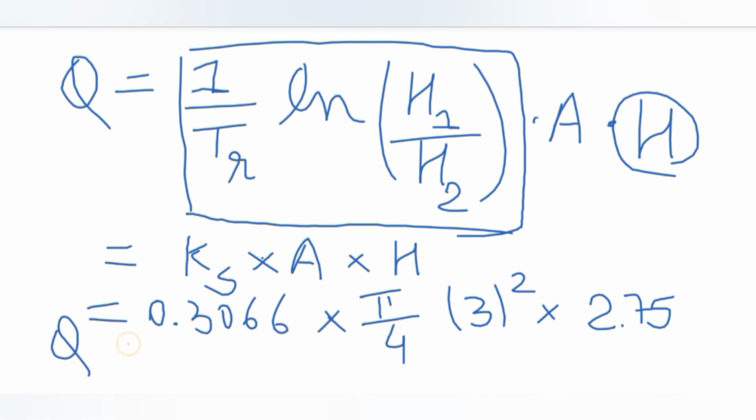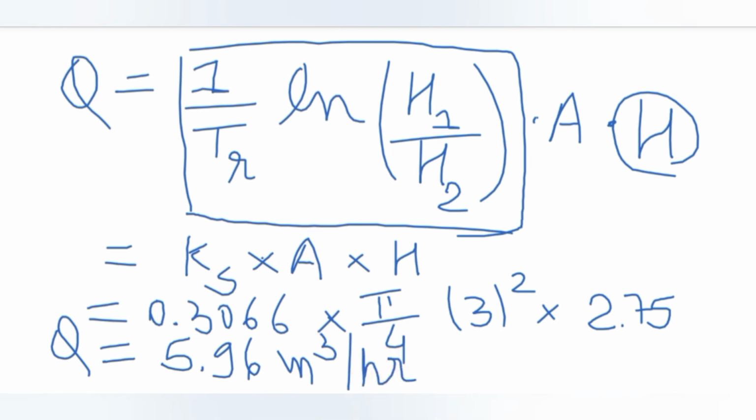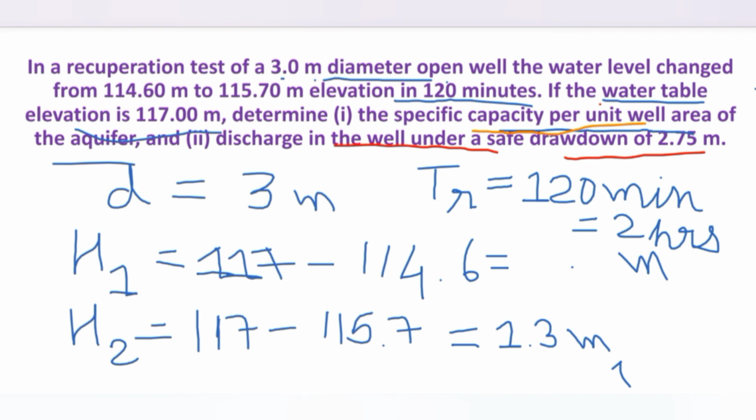On solving this, we get discharge is equal to 5.96 meter cube per hour. Hence, the specific capacity per unit well area of the aquifer is 0.3066 per hour, and the discharge in the well under a safe drawdown of 2.75 meter is 5.96 meter cube per hour.